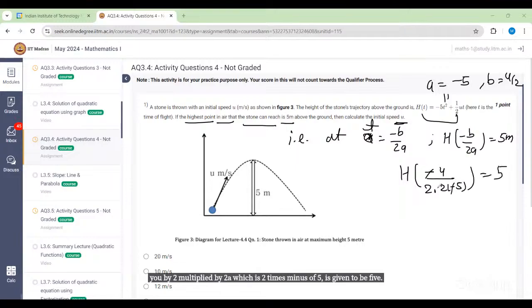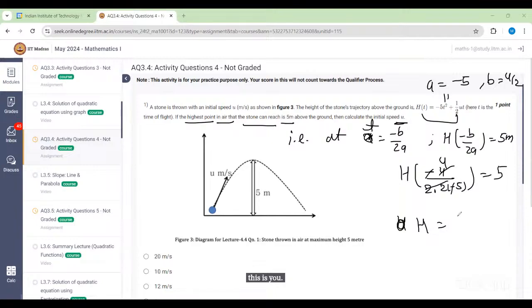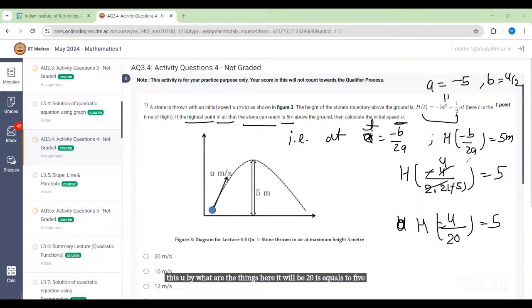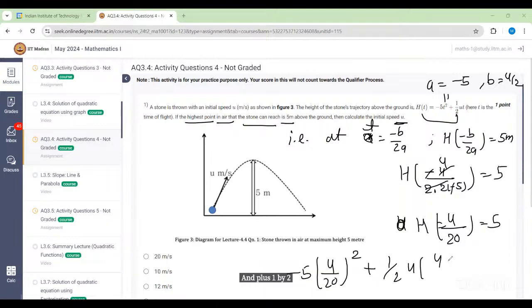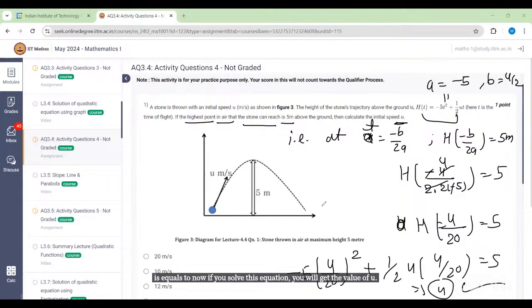So if you cancel it out, you will get h of, no, this is u, sorry, this is u. So that means you will get h of u by 20 is equal to 5. Now just substitute in your equation. You will get minus 5 multiplied by (u by 20) squared plus 1 by 2 u multiplied by u by 20 is equal to 5. Now if you solve this equation, you will get the value of u. That's the thing you have to do.